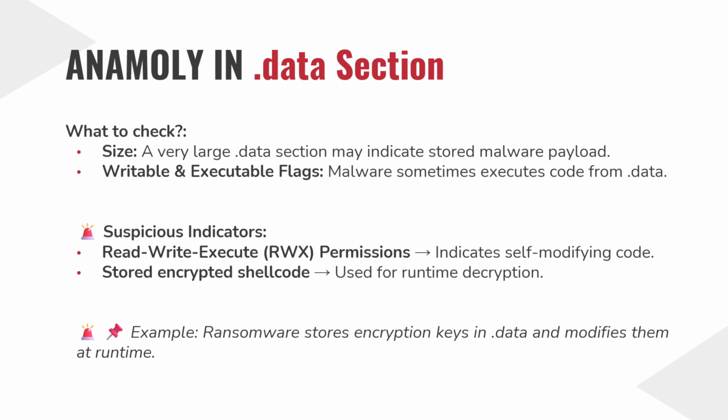Encrypted shellcode: you might find base64 strings, high entropy blobs, or unusual byte patterns here. This could be encrypted shellcode that the malware decrypts at runtime and executes from memory. Because it is stored in a writable section, the ransomware can modify or destroy the key later, making decryption nearly impossible without the attacker's help. These signs often point to advanced malware behavior, including runtime decryption, fileless execution, or anti-analysis techniques.